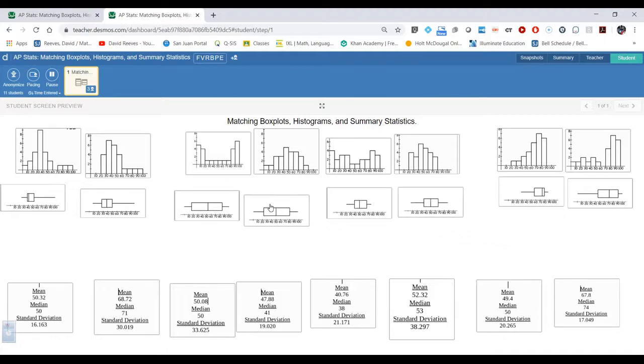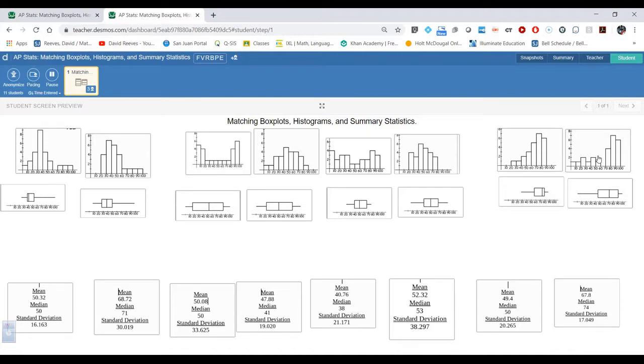Again, we haven't matched up the box plots where they are. I'm just organizing them so far into three groups: more symmetric in the middle, skewed to the left, and skewed to the right. All right, so what about these ones down here? What about the summary statistics? Well, think about it. What's going to be true about this side over here?